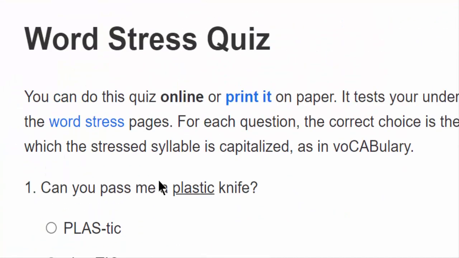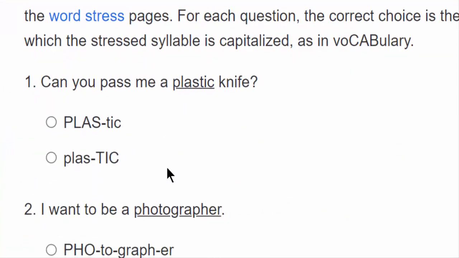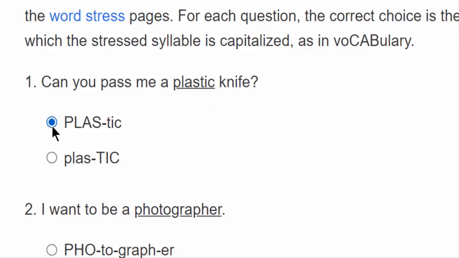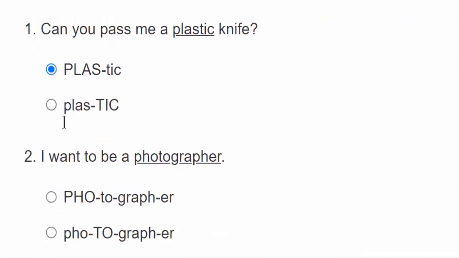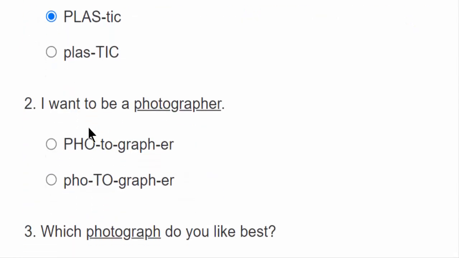Let's try this word stress quiz. Can you pass me a plastic knife? Plastic. So I think it's the first one, because here the i sound is so weak, so we'll emphasize this. I want to be a photographer. Photographer. I think the second one. I don't know.